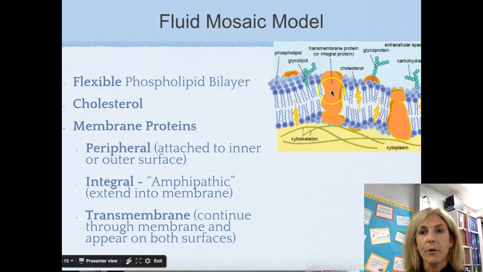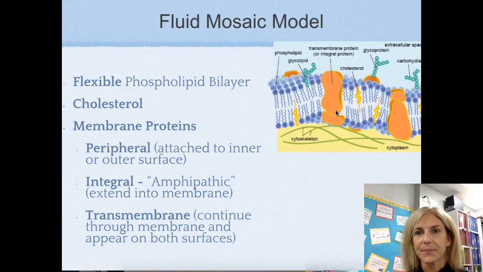I see a number of proteins. Some go all the way through the membrane. They're transmembrane proteins. I see some that maybe are just on the outside of the membrane, in which case they're considered peripheral. They can be inside the membrane as well, or towards the inside of the cell. And if they're only on the surface, they would be peripheral as well. And then you have integral proteins, which are amphipathic. They extend into the membrane.